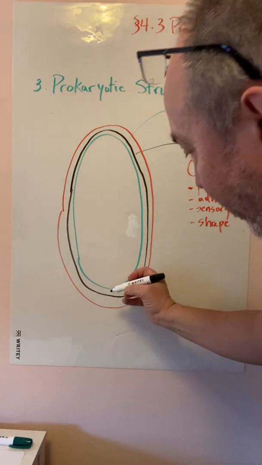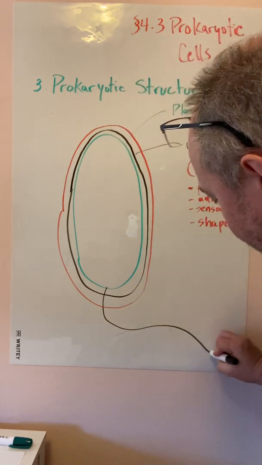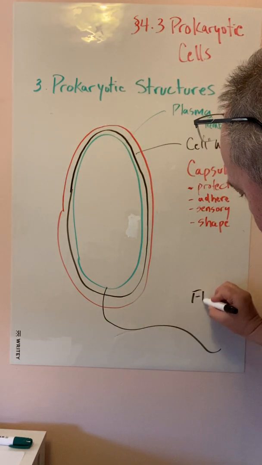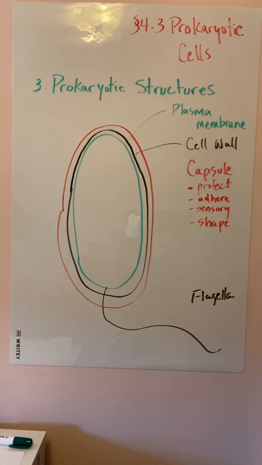Coming out of the plasma membrane for some bacteria can be a very long tail. This is called the flagella or the flagellum singular. I don't care which one you use. As you might guess, this is like a propeller. So this is going to have the function for movement.